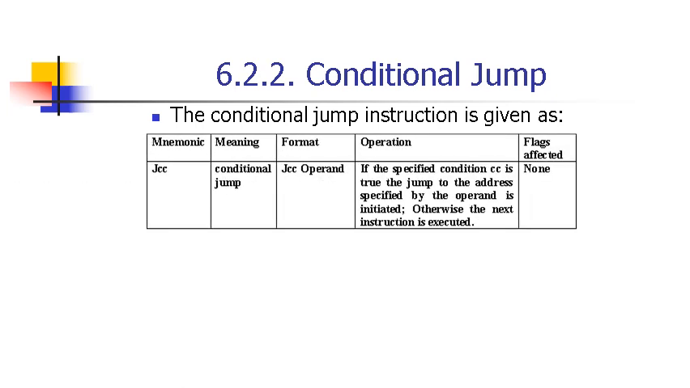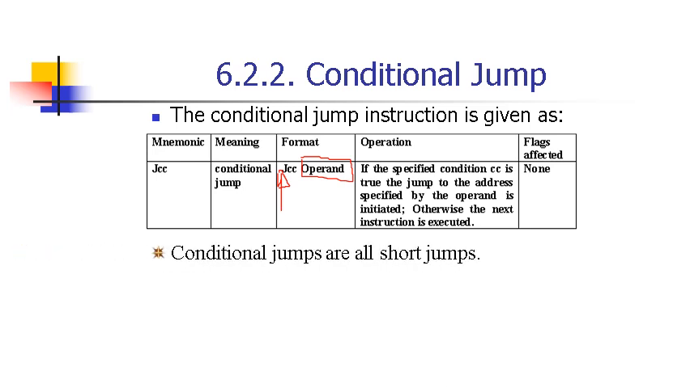Here is the format for the conditional jump: the mnemonic code JCC. Then this requires an operand. So if the condition given by this JCC is met, you jump to a place determined by this operand. And remember that all conditional jumps are short jumps.